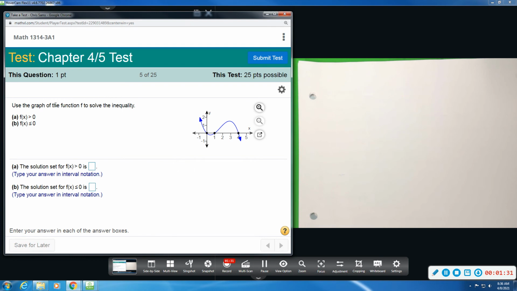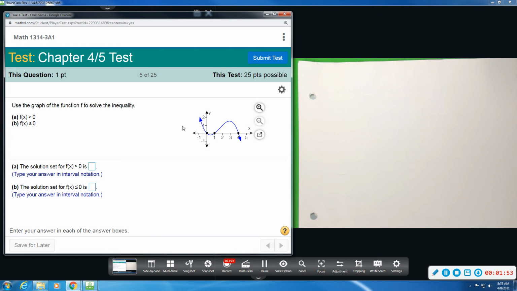Now for number 5, we want to use the graph of this function, and we're going to answer parts A and B. A wants to know where the y value, f of x, is greater than 0. So understand this is the y-axis, 0 is here in the middle, so I'm looking for the parts that are above 0. So those two sections.